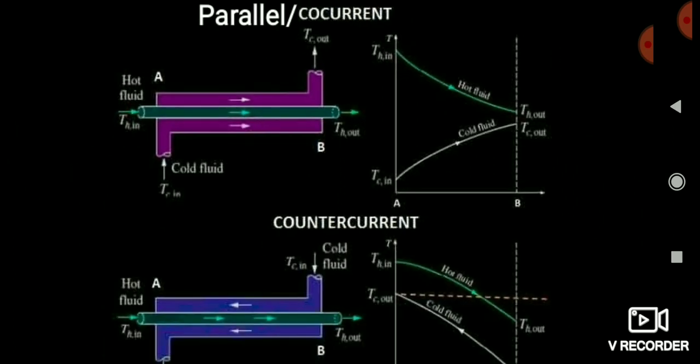You see here, the hot fluid is entering from one side and the cold fluid is entering from the other side. This is the case of a counter flow heat exchanger. In case of a parallel flow heat exchanger, the hot fluid and the cold fluid both enter from the same side. Friends, you should remember this.